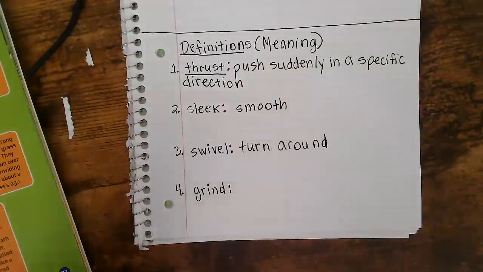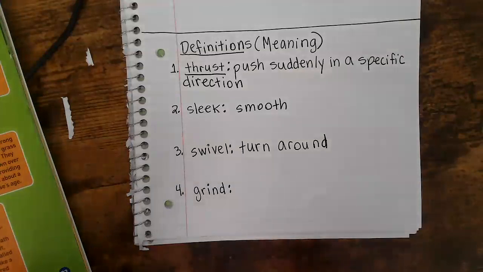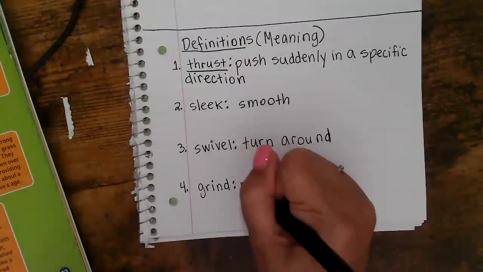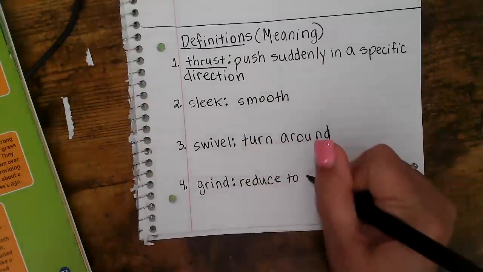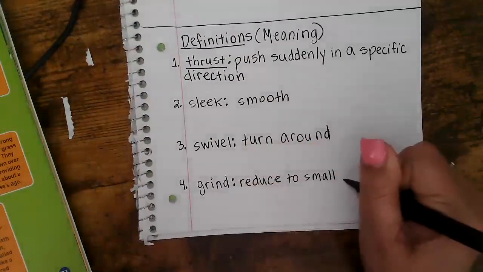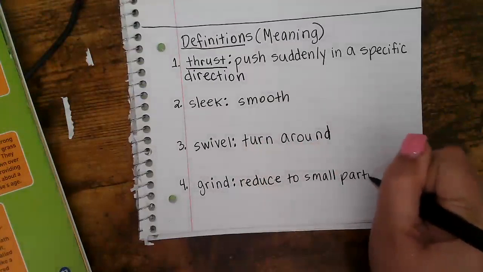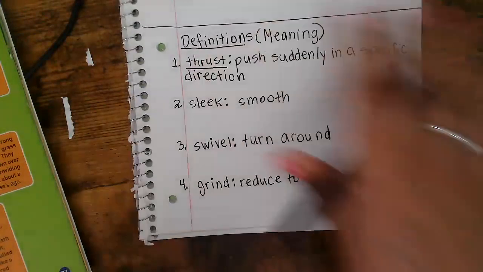And then remember the last word was grind. Remember horses use their teeth to grind hay, to grind food. So grind, it says to reduce to small particles or powder by crushing it. And in this case, it would be with their teeth, right? So I'm just going to put reduce. That means to make smaller. Reduce to small particles or pieces.